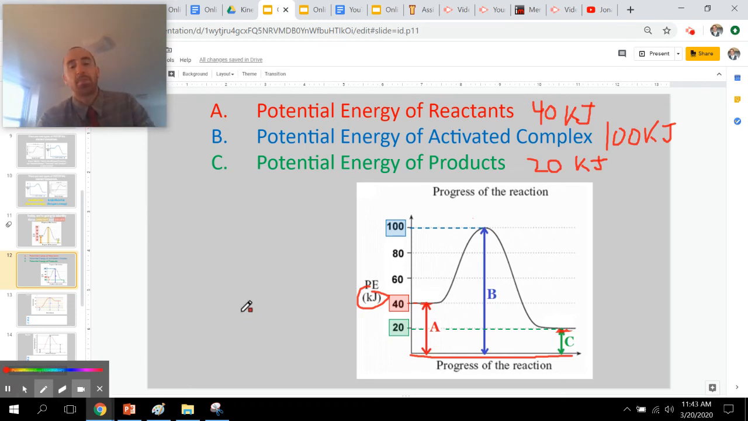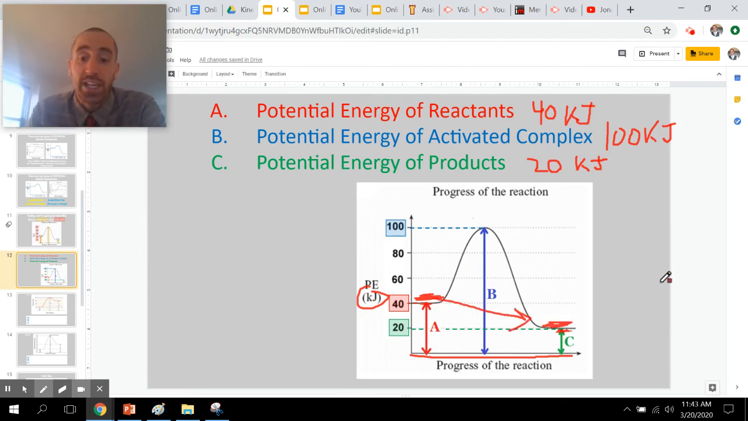All right, so this absolutely should represent an exothermic reaction. You're starting with more energy than what you're ending with. So the energy is going down from left to right. Energy is being released. Maybe if you're good, you can even quantify how much energy was released. If you take 20 minus 40, you'll see that you have lost 20 kilojoules of energy, but that's for a later day. This is an exothermic reaction because the energy went down.